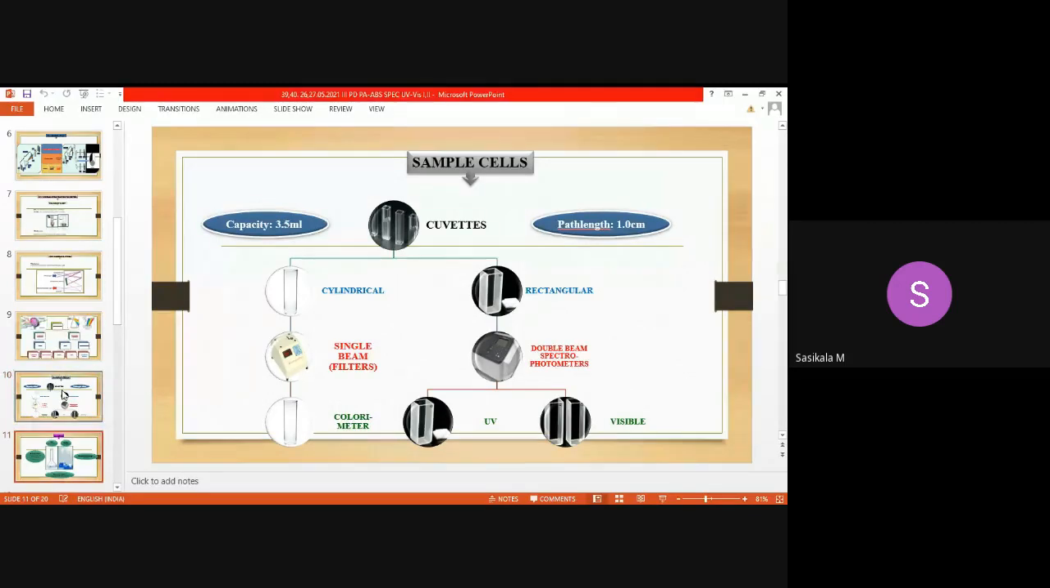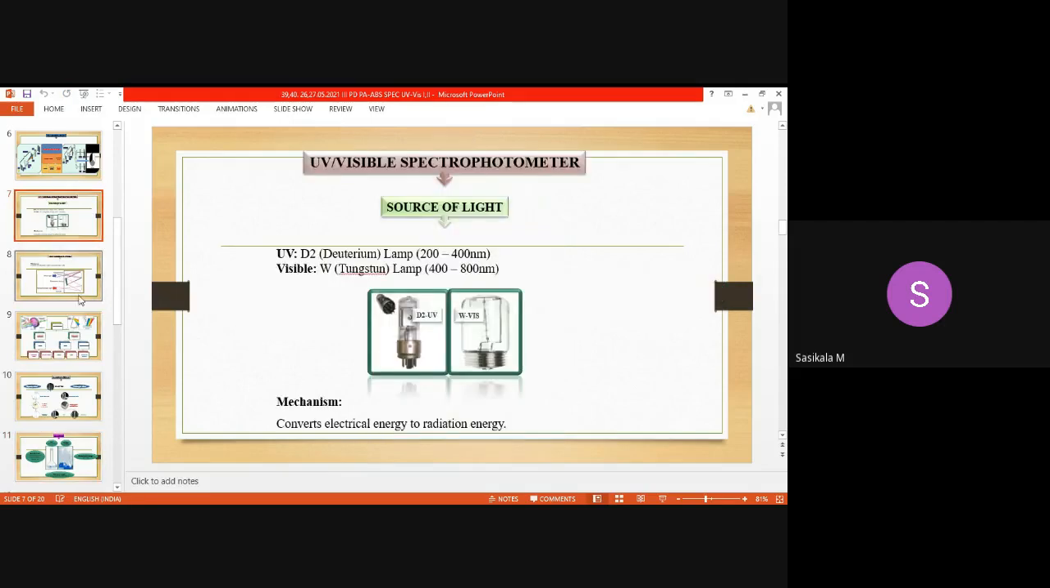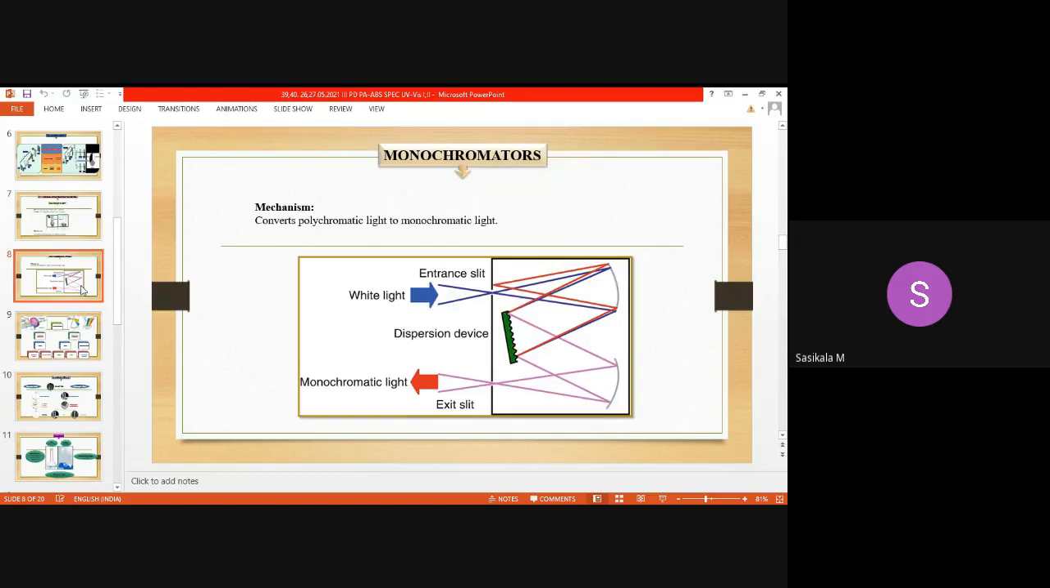So this is about the sample cell. Now let's move on to the type of sample preferred for UV visible analysis. This is also a most important part. Depending on the sample and the type of solution you prepare, you can go with UV analysis or visible analysis. This is the difference between UV and visible. Just observe: in the source of light, what is the difference? In monochromators, is there a difference or a similarity?